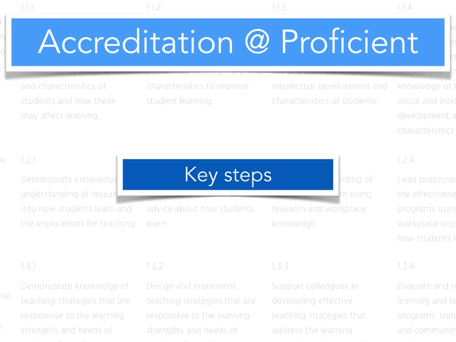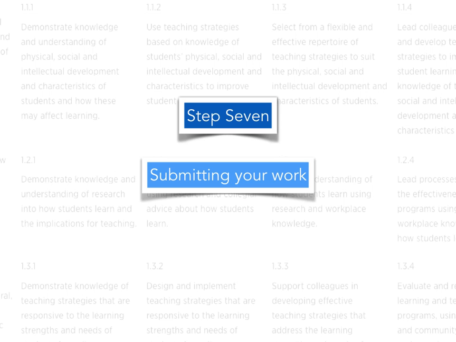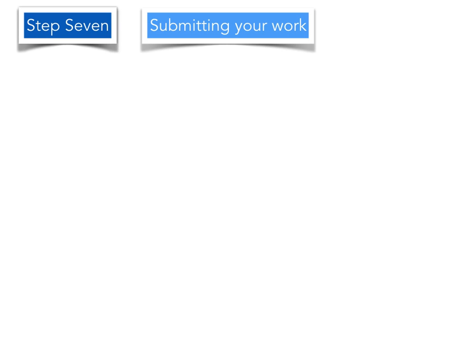This video will provide an overview of Step 7 on the road to accreditation at Proficient. And Step 7 really is the part where you are ready to submit your work. At this point in time, you should have collected some quality pieces of evidence. You should have written some evidence item cover sheets. You should have explicitly annotated your evidence in line with those cover sheets.